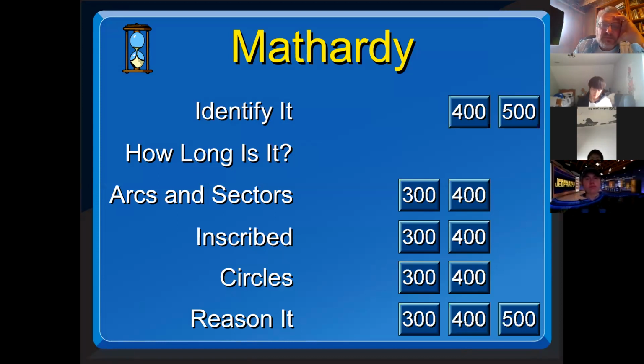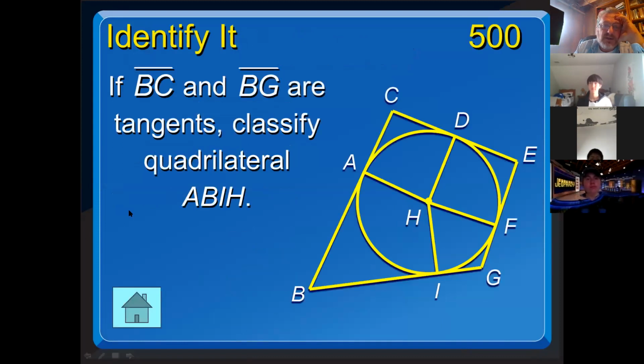Identify 500. All right. If BC and BG are tangents, classify quadrilateral ABIH. Go ahead, Gavin. Is it a kite? It's a kite, right? Because the two radii are congruent and the two tangents are congruent. So AH is congruent with IH, AB is congruent with IB, and so therefore it is a kite. So that jumps you all the way up to 1900, and you have the board.